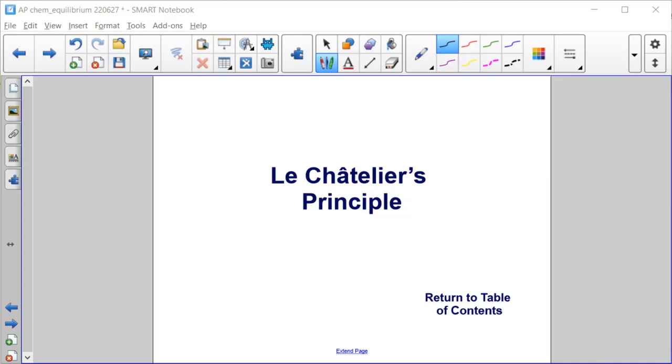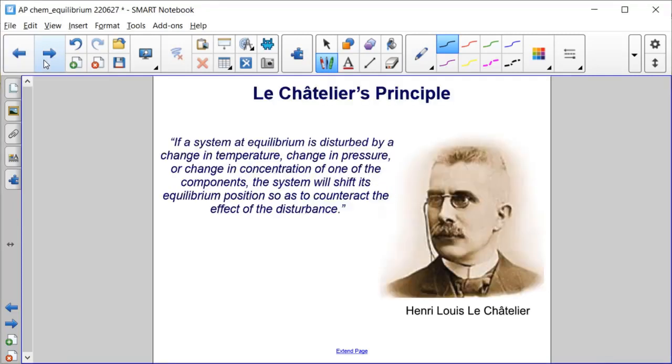In this section, this will be the last section in the unit before we work through a series of AP free response problems. We're going to discuss Le Chatelier's principle. Here's what Le Chatelier's principle says, written by the work of Henri-Louis Le Chatelier.